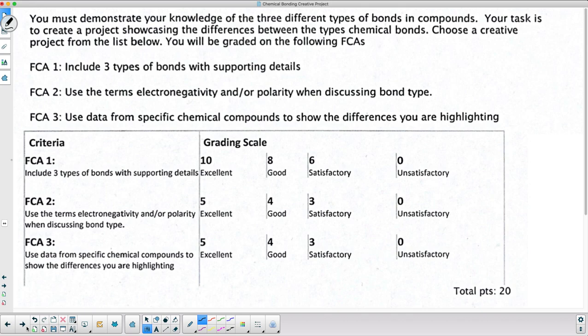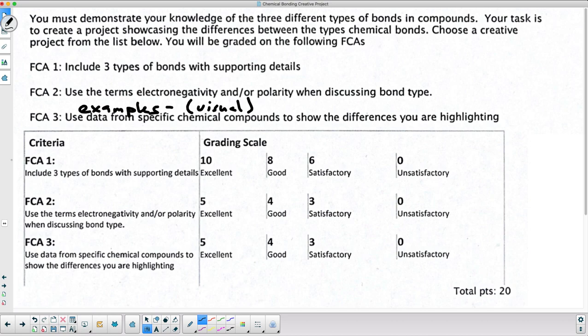Use data from specific chemical compounds to show differences you are highlighting. I'm just going to say, please use examples. That's what this is talking about. Must use some kind of examples, and they should be visual by nature, okay, so that you can see what's going on. Students don't always learn the best when they're just reading something. They also need visual cues.